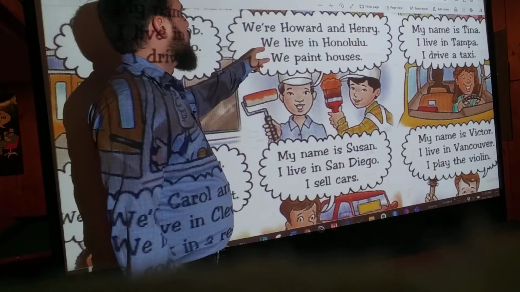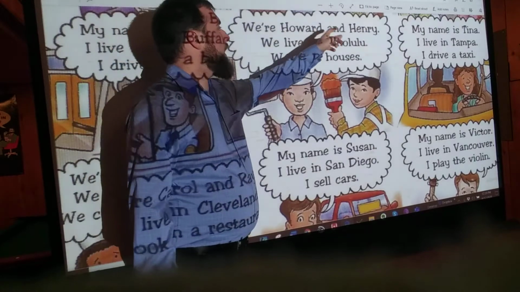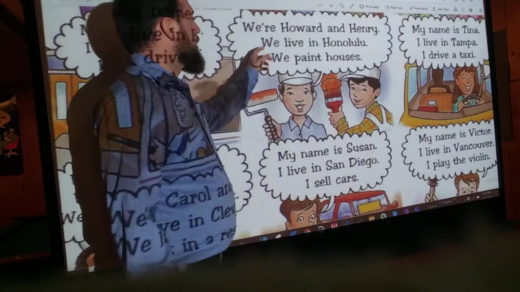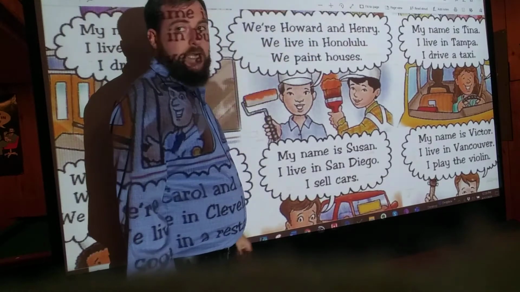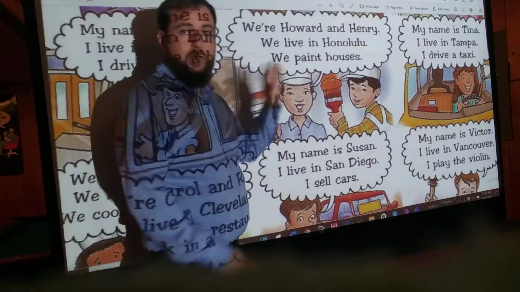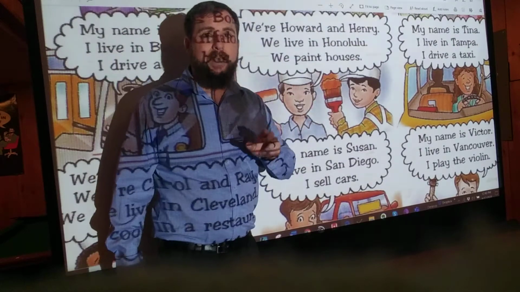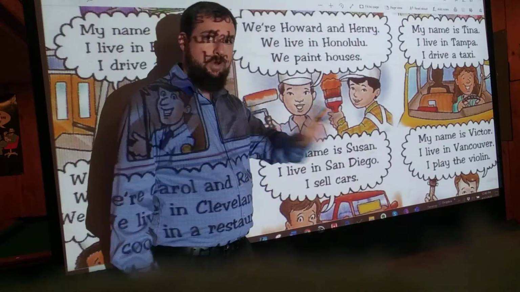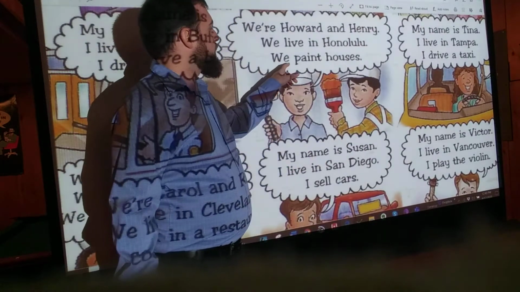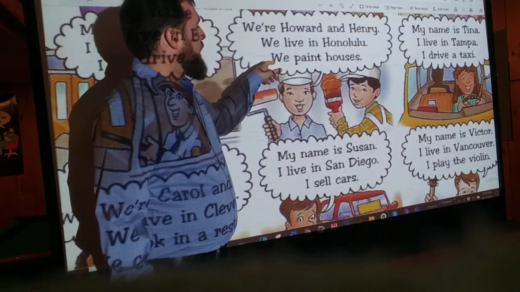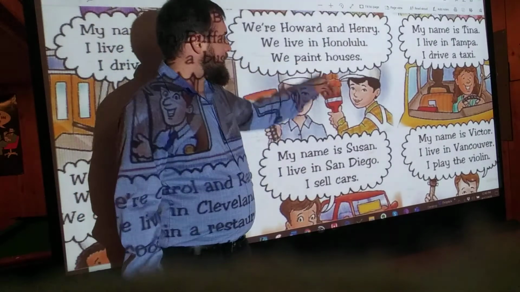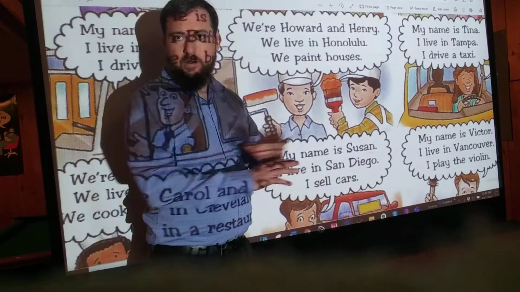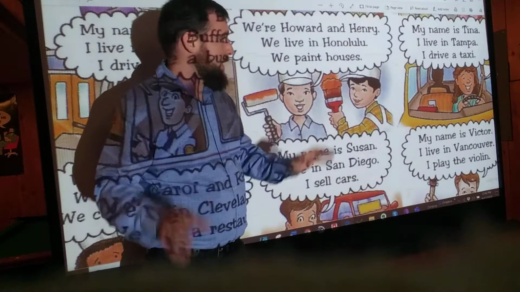Next, where do Howard and Henry live? They live in Honolulu. Again, this time, no S, because we're talking about they. They live in Honolulu. No S. What do they do? They paint houses. Again, paint. No S. They paint houses.